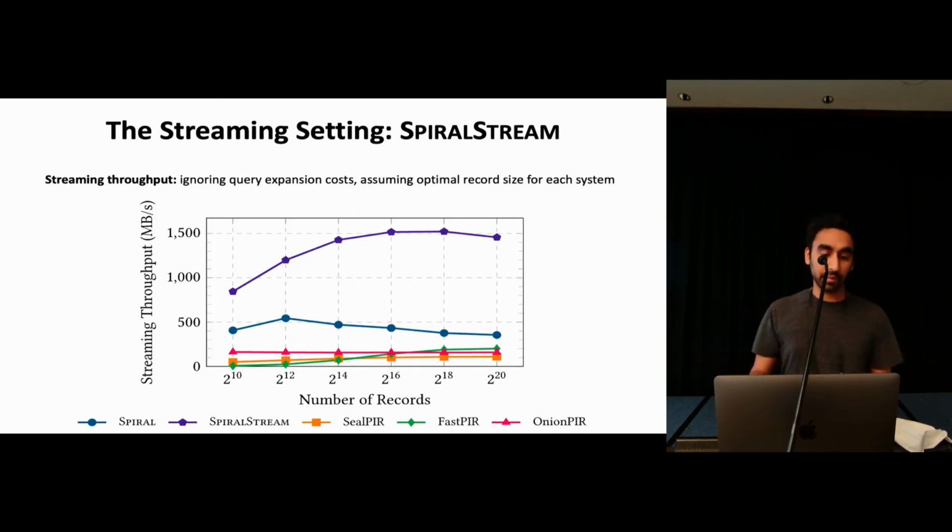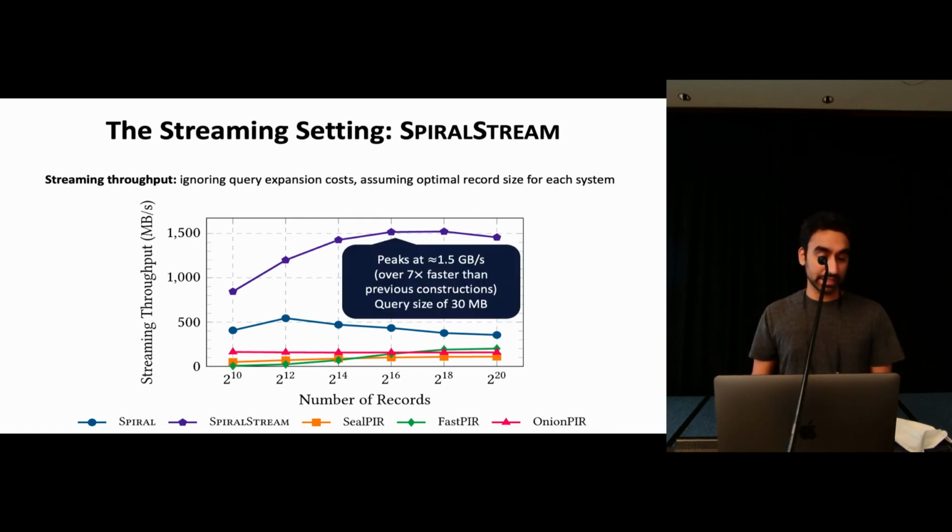So here I've plotted SPIRALSTREAM's performance in purple, and you can see that this is much faster already than Spiral. So you can see that by making the query much larger, here the query is 30 megabytes, the throughput that you're able to achieve is much, much higher. And this peaks at over 1.5 gigabytes per second, which is 7 times faster than previous constructions.